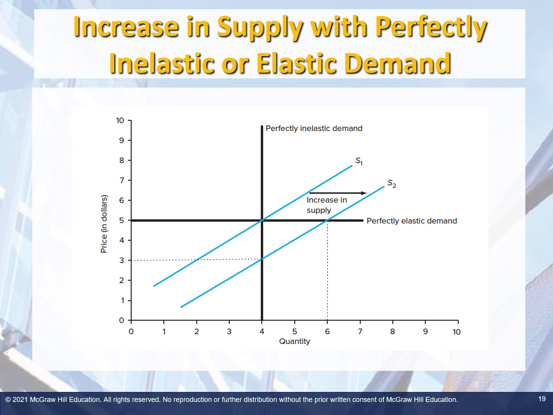When there's an increase in supply with perfectly inelastic demand, the entire increase in supply is reflected in a lower price with no change in quantity. For example, if the supply of a life-saving medication increases, the price will decrease because the quantity demanded is fixed. When there's an increase in supply with perfectly elastic demand, the entire increase in supply is reflected in a higher quantity with no change in price. For example, if the supply of a popular consumer good increases, consumers will buy more at the same price.